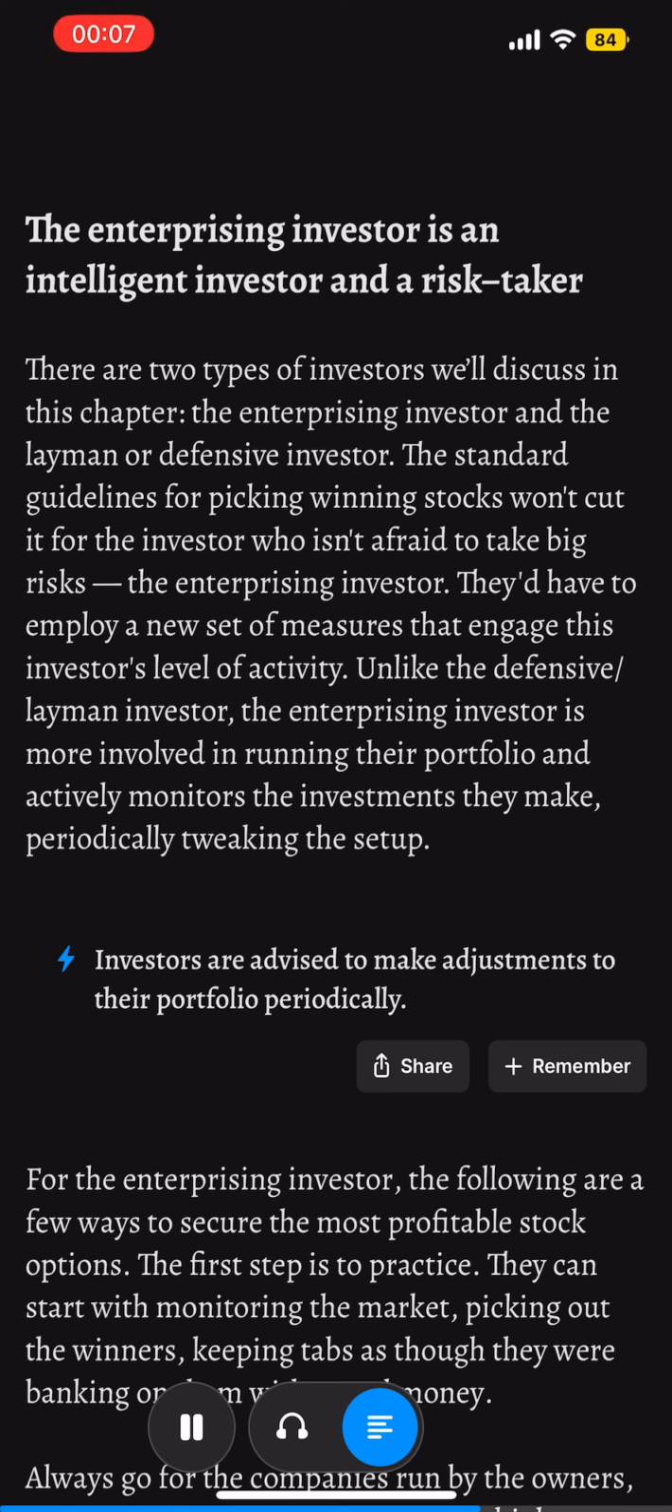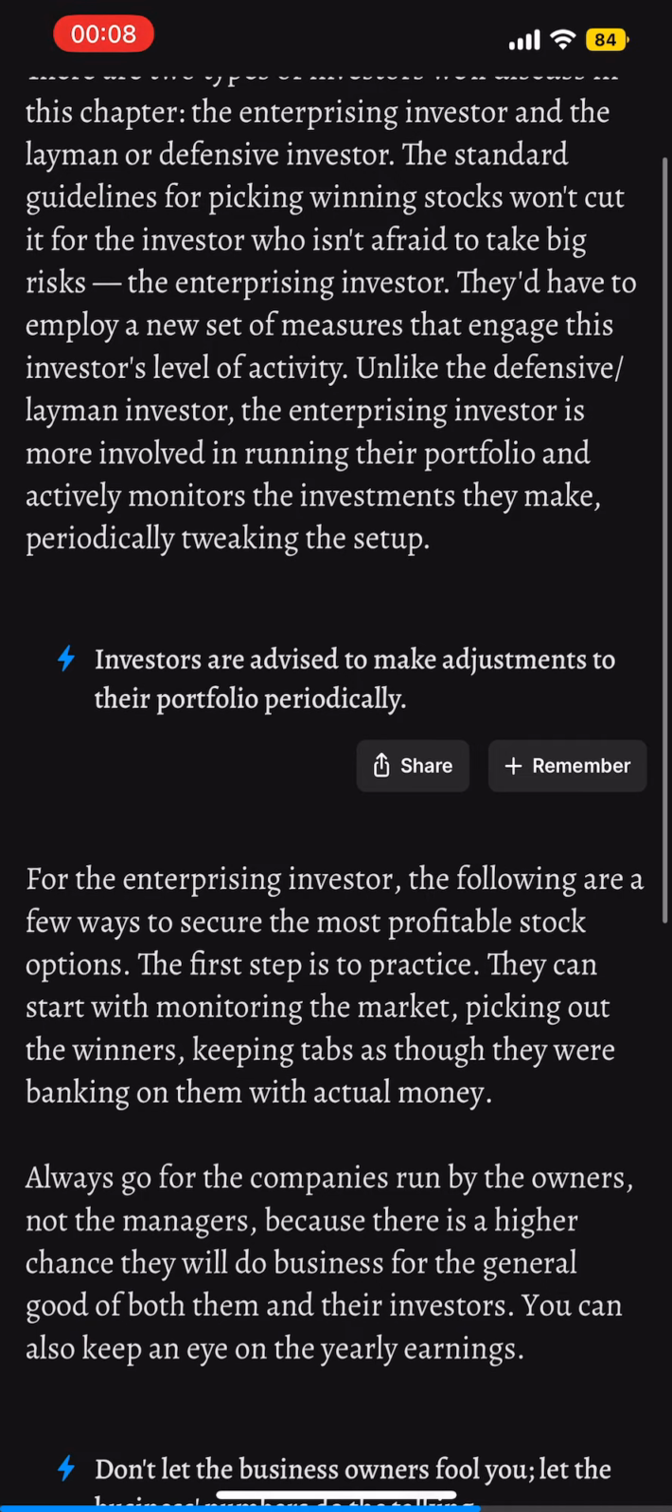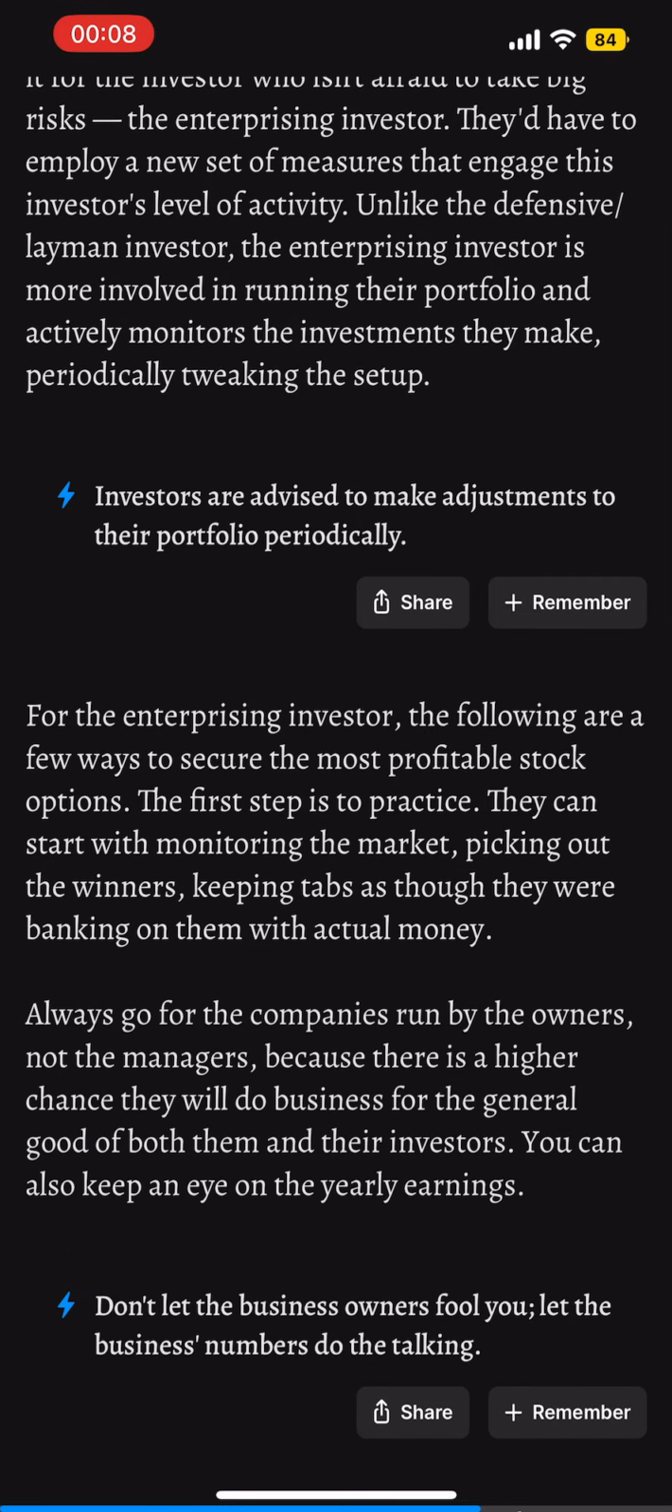Unlike the defensive or layman investor, the enterprising investor is more involved in running their portfolio and actively monitoring the investments they make, periodically tweaking the setup. Investors are advised to make adjustments to their portfolio periodically. For the enterprising investor, the following are a few ways to secure the most profitable stock options.